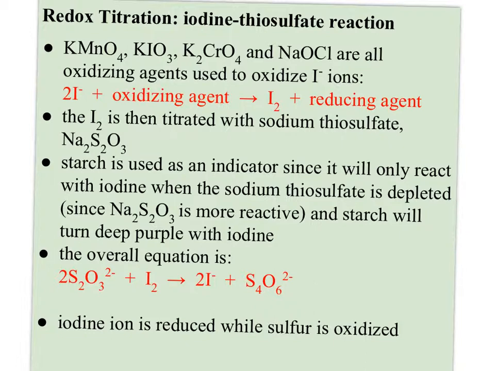And for this reaction, starch is actually used as the indicator because the sodium thiosulfate will react with the iodine until there's no more sodium thiosulfate available, and then the starch will react with the iodine to turn a deep purple and let you know you've used up all your sodium thiosulfate. So the overall reaction with the sodium thiosulfate is two thiosulfate ions react with one iodine molecule to produce two iodide ions and then S4O6 ion with a 2- charge. So the iodine is reduced while the sulfur is oxidized.